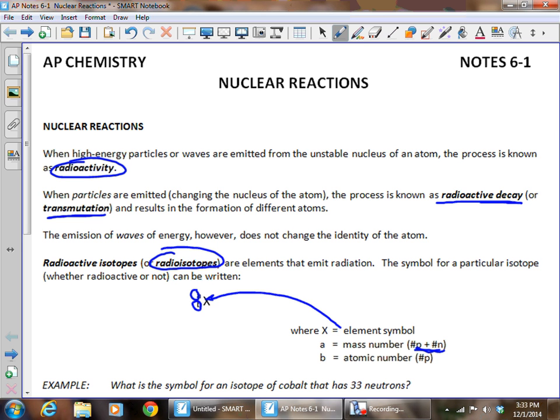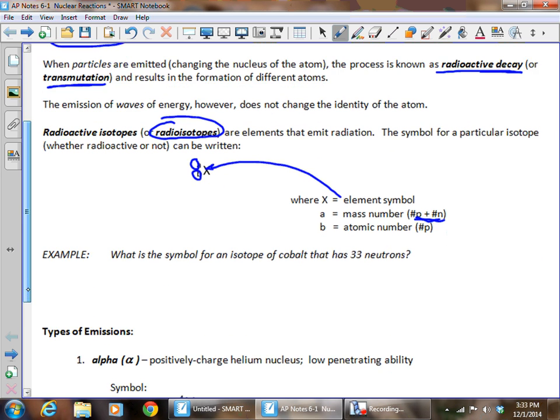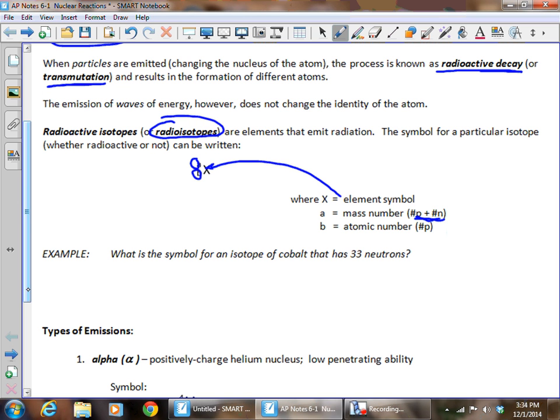So let's say that we want to know what the symbol for an isotope of cobalt would be if it had 33 neutrons. Well, first of all, the symbol for the element cobalt is Co. Now, the fact that it has 33 neutrons, notice nowhere on here does it ever specifically give you a place to put the number of neutrons. So the number 33 is not going to show up. However, the atomic number of cobalt will, and if you look at the periodic table, you'll see that the atomic number of cobalt is 27, the number of protons.